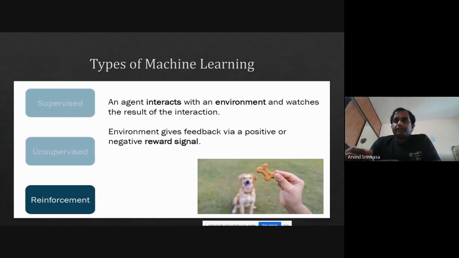if we don't study, we will fail in the exam. And if you study, you will pass the exam. So based on the result we get, we get to know more about things. We interact with the environment and watch for the results we get. Based on the positive reward or negative reward, the learning will happen. Like this, machine learning also tries to learn based on positive and negative rewards.